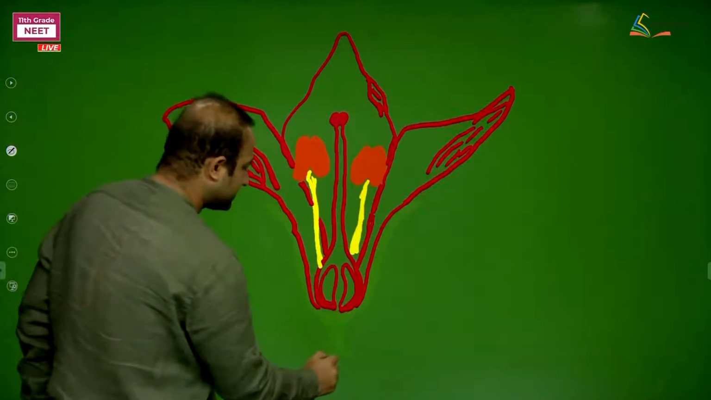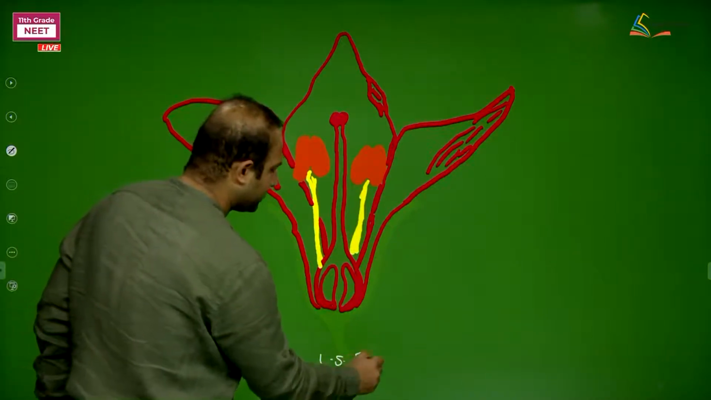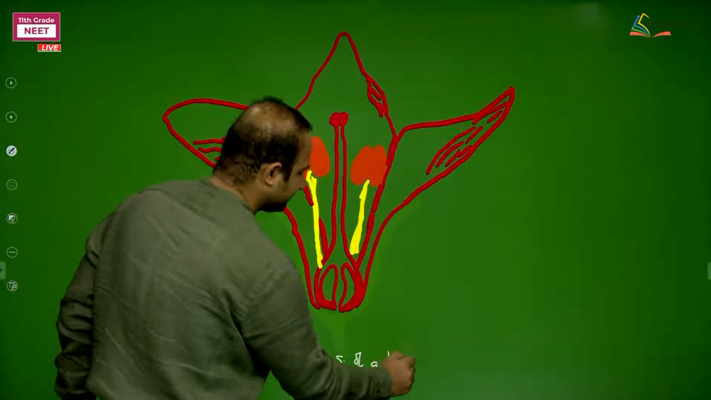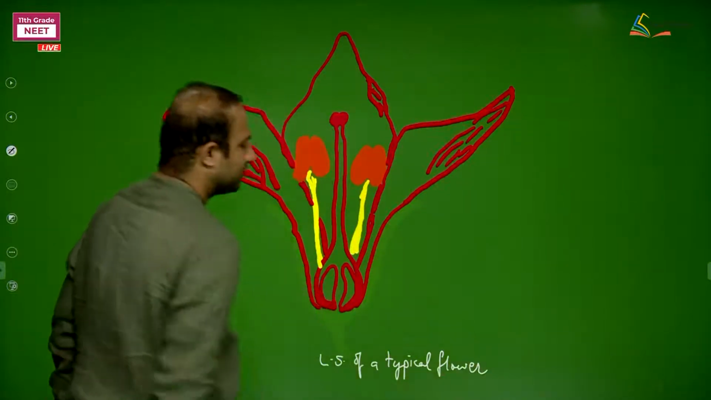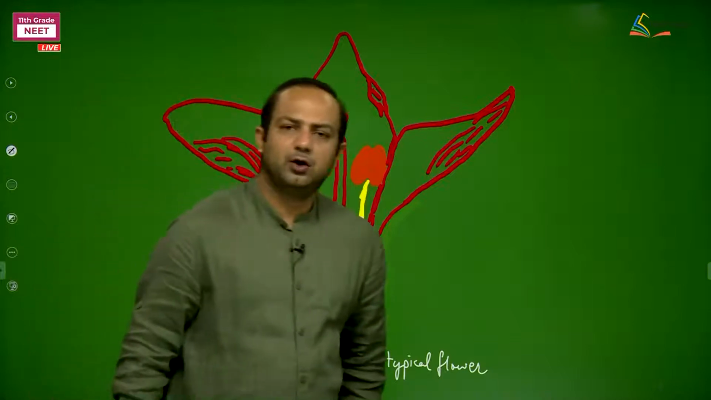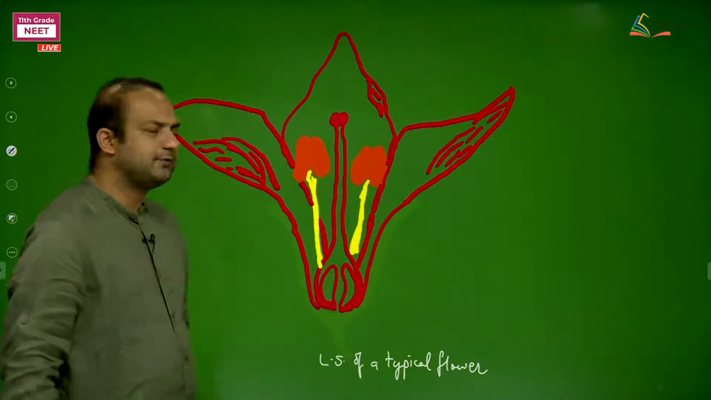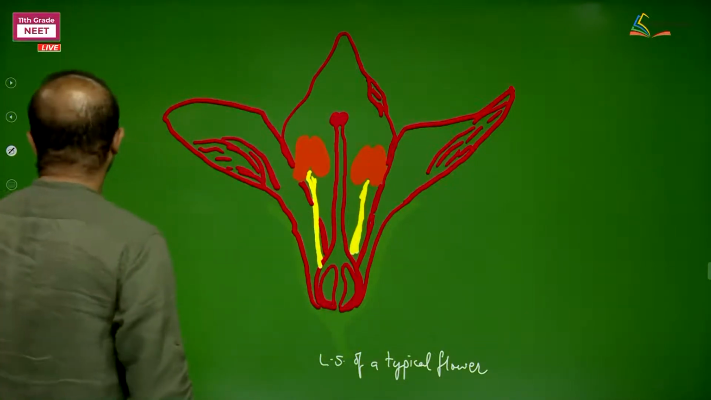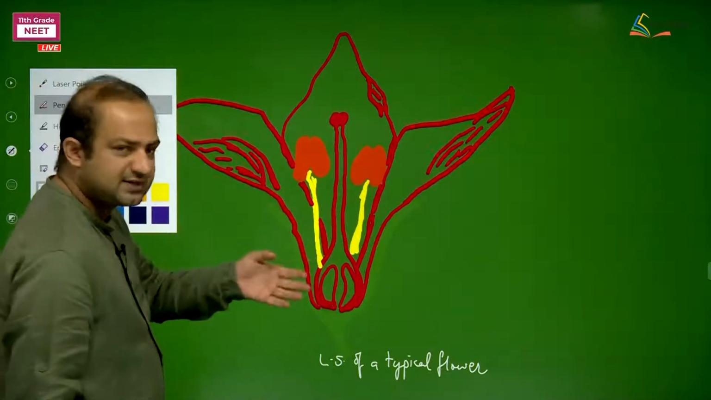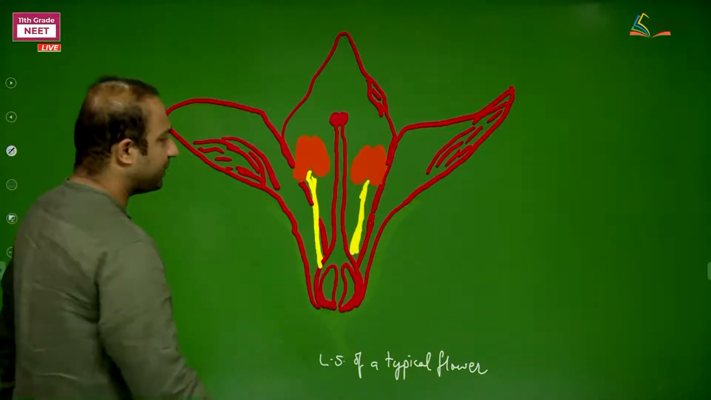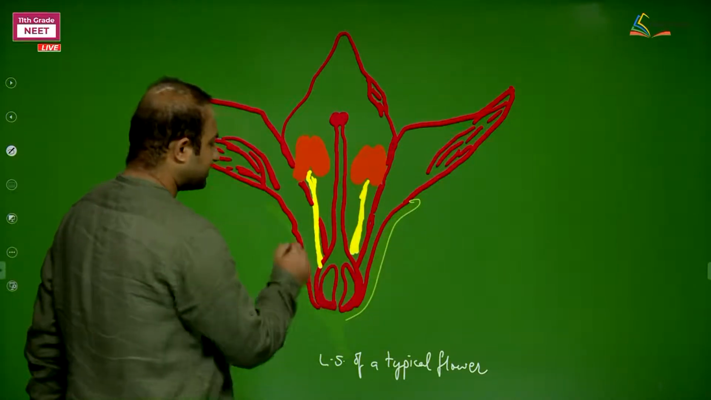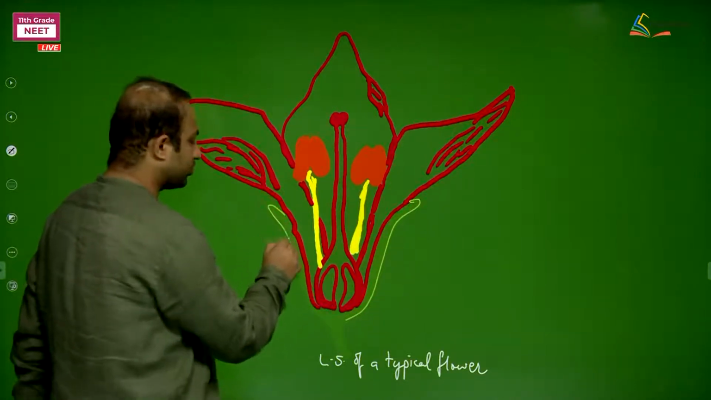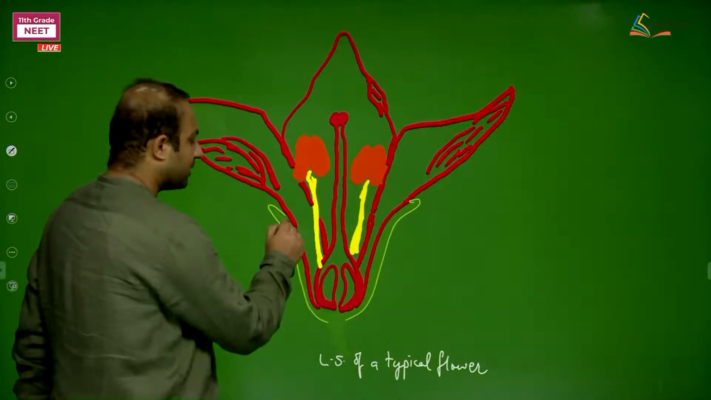Here I will say LS of a typical flower, which seems suitable for studying the parts of the flower. So here are the things we are going to find out. One thing may be less visible to you, so I am going to make it a little more precise, and here is the thing that we call calyx.